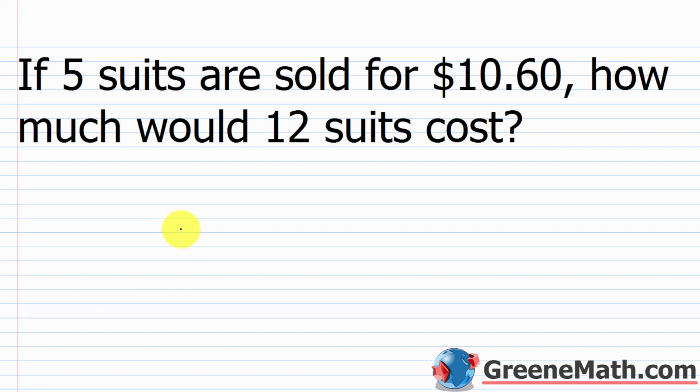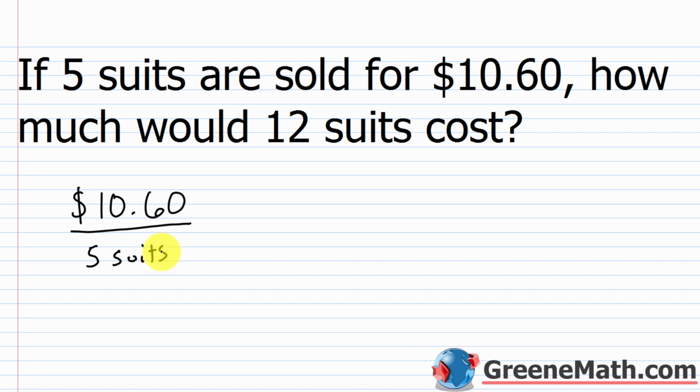All right, let's take a look at a typical word problem that you might see. If 5 suits are sold for $10.60, how much would 12 suits cost? So the way you're going to set this up, remember when you're thinking about a unit rate. So if I have 5 suits that are sold for $10.60, how do I figure out the cost per suit? So I'd put the dollar amount for all the suits up top. So $10.60 is going to go on my numerator, and this is over 5 suits in the denominator.